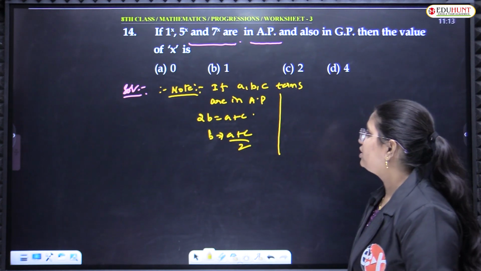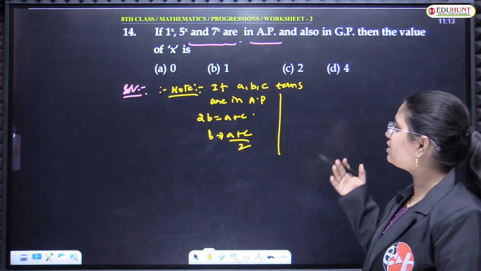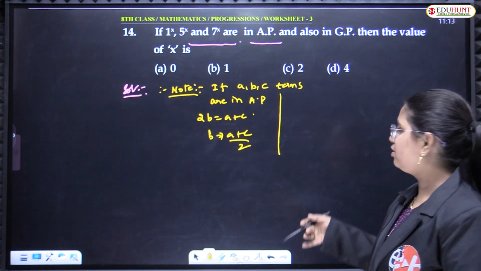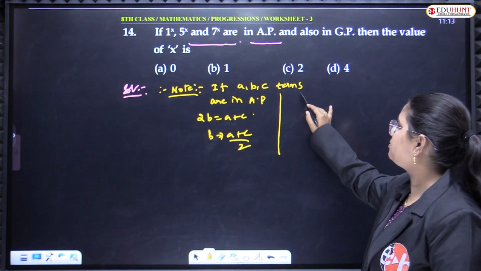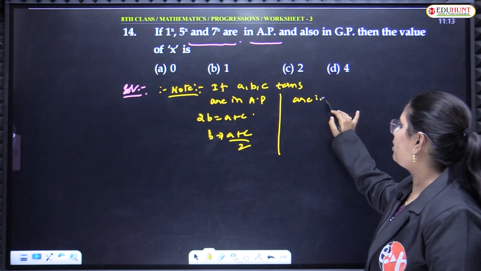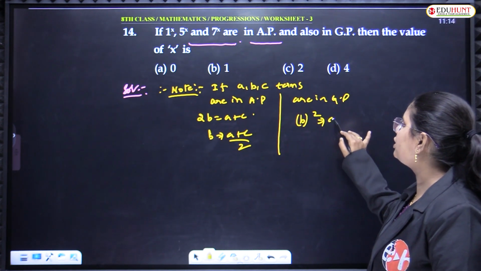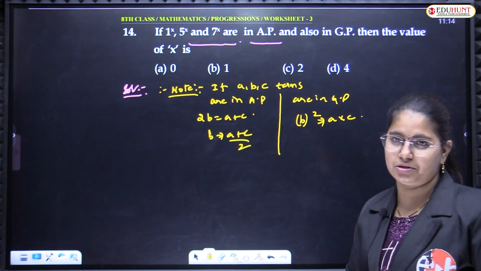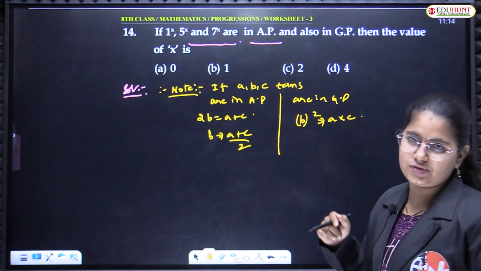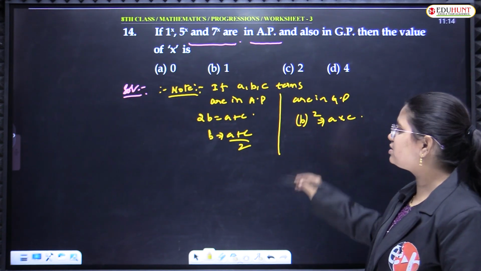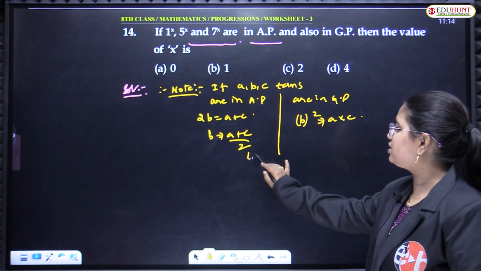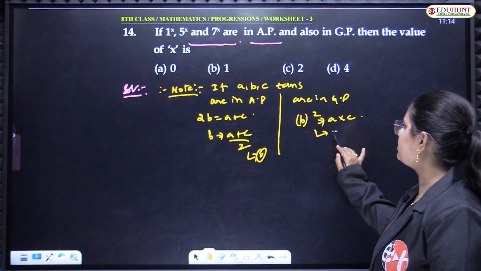Similarly, if the same terms A, B, C are in GP, the square of the middle term is equal to the product of its ending terms. This we have seen too. So B square is equal to AC. This is the first equation, this is the second equation.